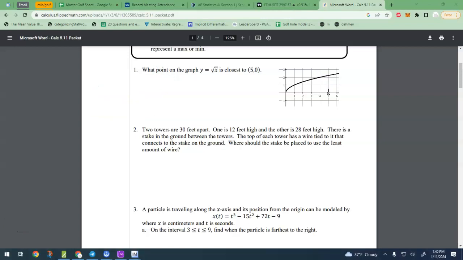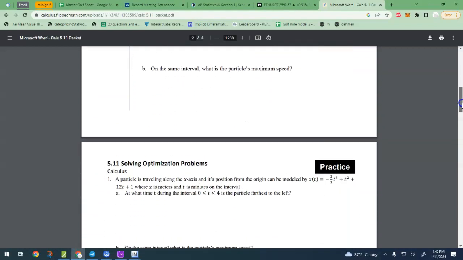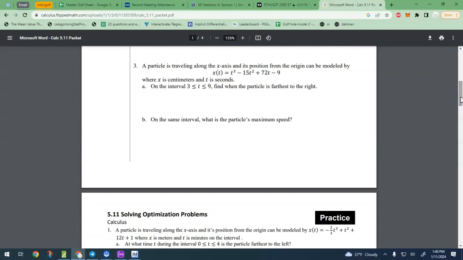All right, let's look at 3. 3 has a little bit of an add-on to it. So they give me a position. They're saying on the interval 3 to 9, find when a particle is furthest to the right. So we always talk about to the right being positive, to the left being negative. So if I'm asking when it's furthest to the right, I'm asking for a max. When is it the biggest positive number? When is it as far to the right as it's going to get?